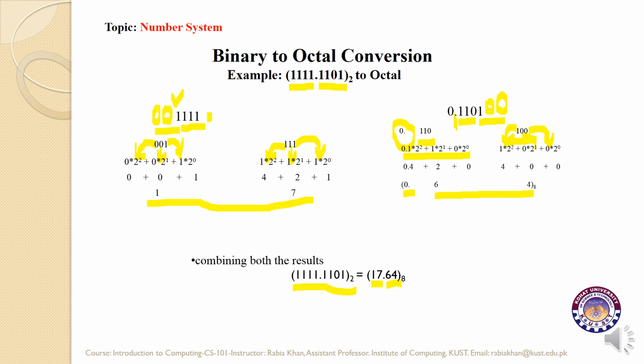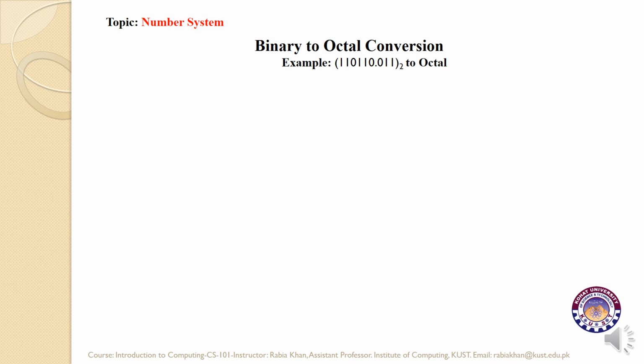Let's do another example. Here we are given a number having both an integer part and a fractional part. The integer part is first split in groups of 3 starting from right to left. So this is one group and this is the second group. We multiply these numbers with powers of 2, and you can see the result. After multiplication and addition we get 6.